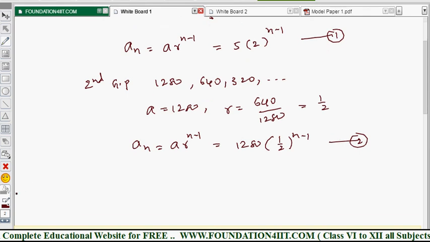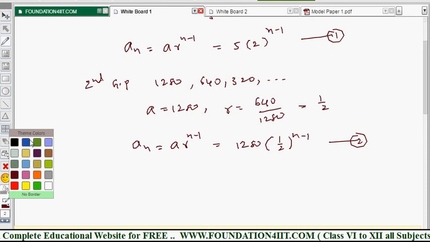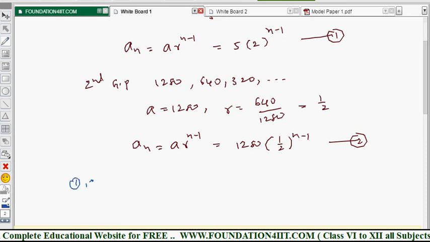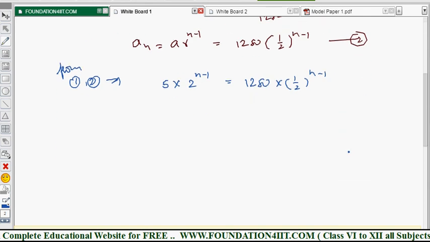Because the nth term is the same, from equations 1 and 2 we can equate both values. So that is 5 into 2 to the power n minus 1 is equal to 1280 into 1 by 2 to the power n minus 1. Now if you do the simplification, you get the n value.